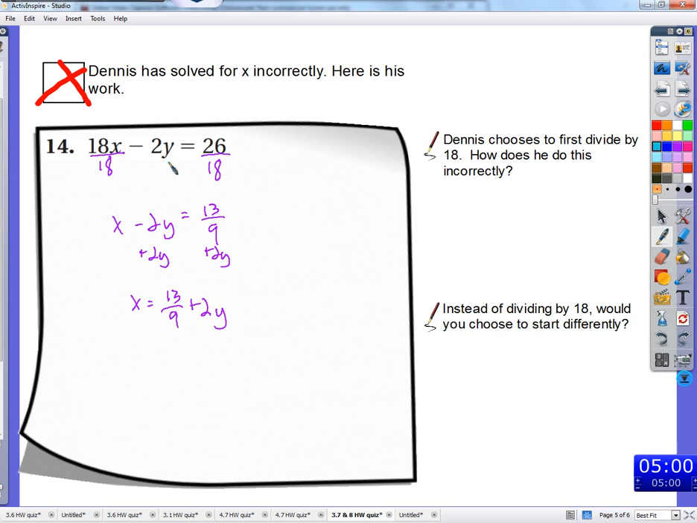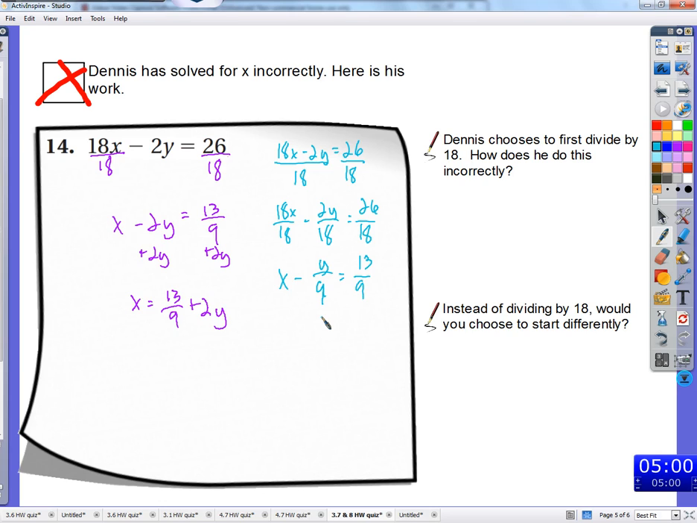Let's see what that looks like. Okay, 18x minus 2y equals 26. We divide both sides by 18. That means we're dividing both of these things by 18. We distribute division just like we do multiplication. It's 2y over 18. 26 over 18. This becomes x minus y over 9 equals 13 over 9.